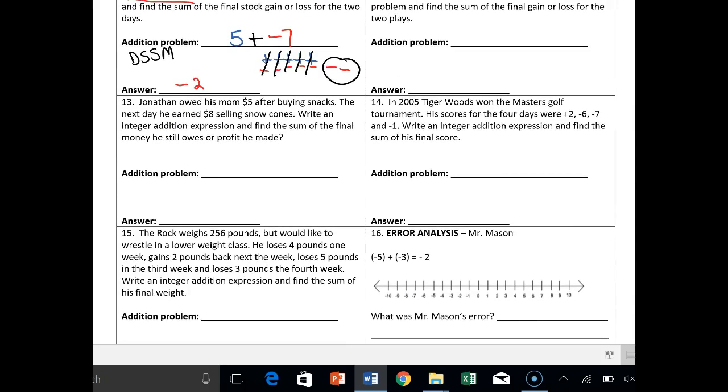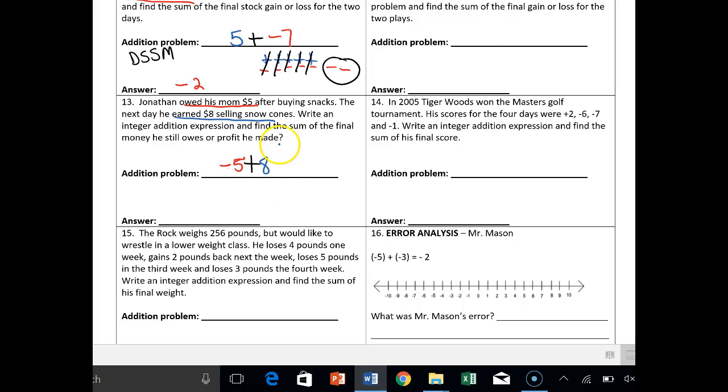For number 13, Jonathan owed his mom $5. Owing money is negative after buying snacks. The next day he earned $8 selling snow cones. Earning money is positive. Write an addition expression with integers and find the sum of the money he still owes or the profit that he made. So it's owing money, -5, right? That's a negative sign, not a minus sign, plus the money he earned, which is a positive 8.